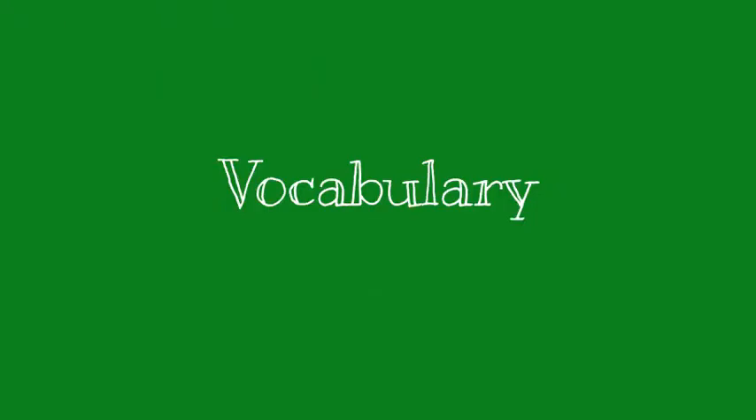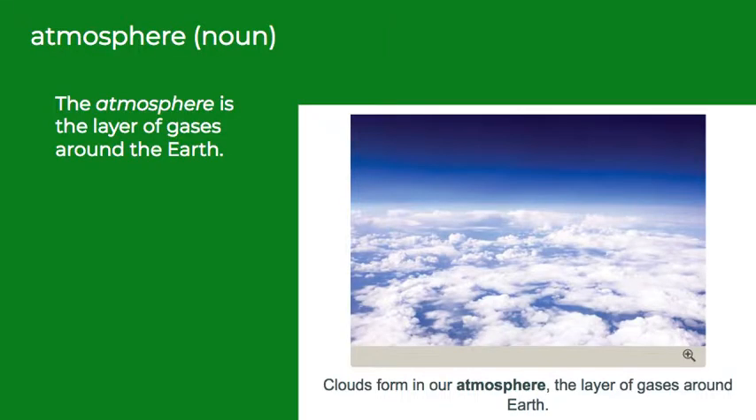Okay, let's get our 5-subject notebooks and our sheet. We're going to start our vocabulary. The first word that we have this week is atmosphere. It's a noun. And the atmosphere is the layer of gases that is around the earth. And in our picture it says clouds form in our atmosphere, the layer of gases around earth.